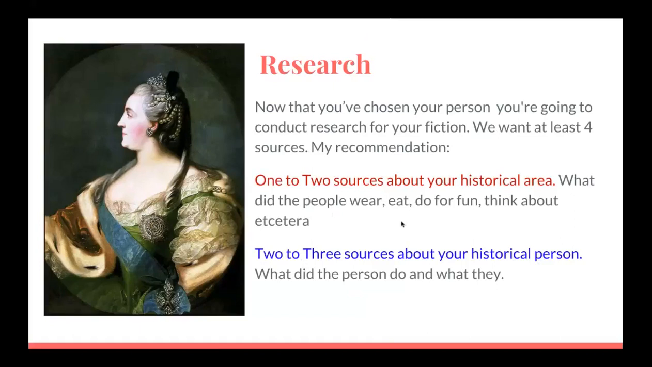Then you want to find 2 to 3 sources about your historical person. What did they do? What did they accomplish? And once again, we want to get the flavor of this person, the essence, what were they like? Were they a jerk? Were they nice? When were they a jerk? When were they nice? Were they brave? Were they cowardly? And what times? Any interesting facts? All great things that we can find.